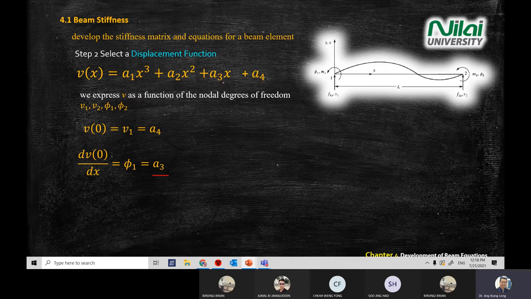Okay. So what does it mean? It means if you differentiate dv, a function of x, over dx, what happens? Chia, what is the differentiation of this equation? If you differentiate this equation over dx, what do you get? 3a1x squared, plus 2a2x, plus a3. Okay, correct. So you use this differentiation, you substitute x equals 0.